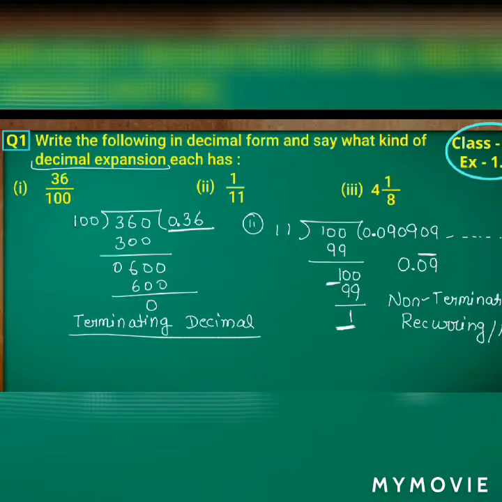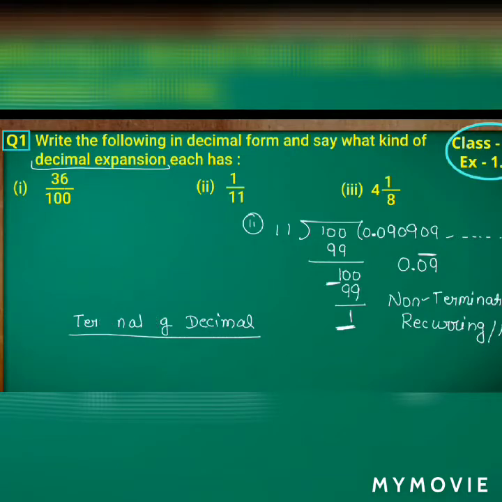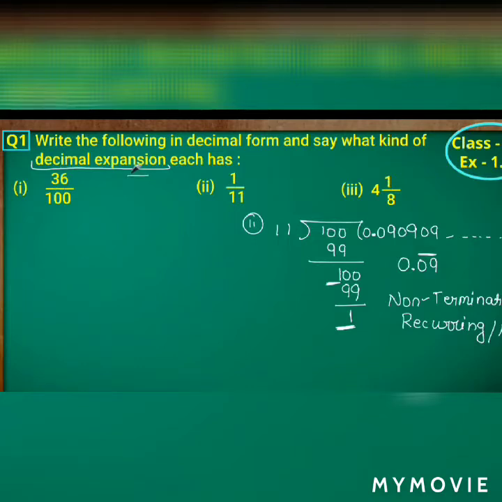So now come to the third one. If you observe, the third one is a mixed fraction. Since it is a mixed fraction, the first thing is we have to convert it into a normal fraction, that is an improper fraction, isn't it? How will you convert the mixed fraction to a normal fraction? The denominator 8 is multiplied with the whole number, that is 8 into 4 plus 1. 8 fours are 32 plus 1 is 33 by 8.